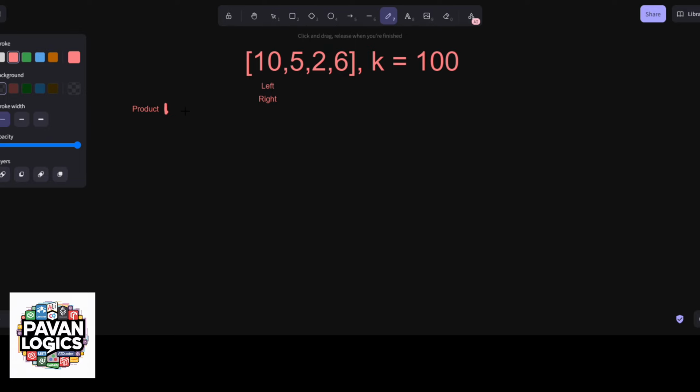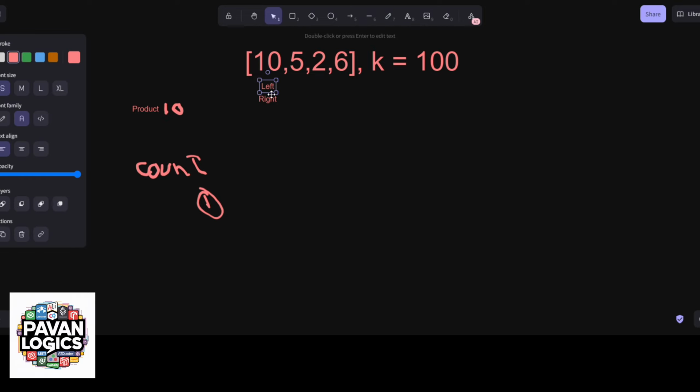Initially 10 will multiply with 1, then it will become 10. Is 10 less than 100? Yes. So we will be incrementing count. We also take a variable count, so count will be 1. Next we will increment the right pointer.